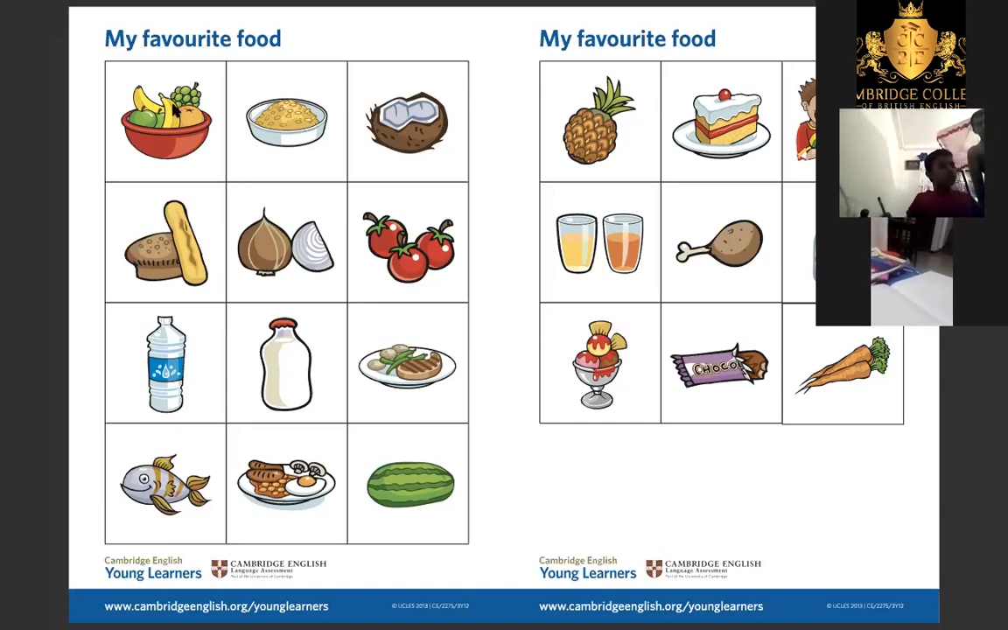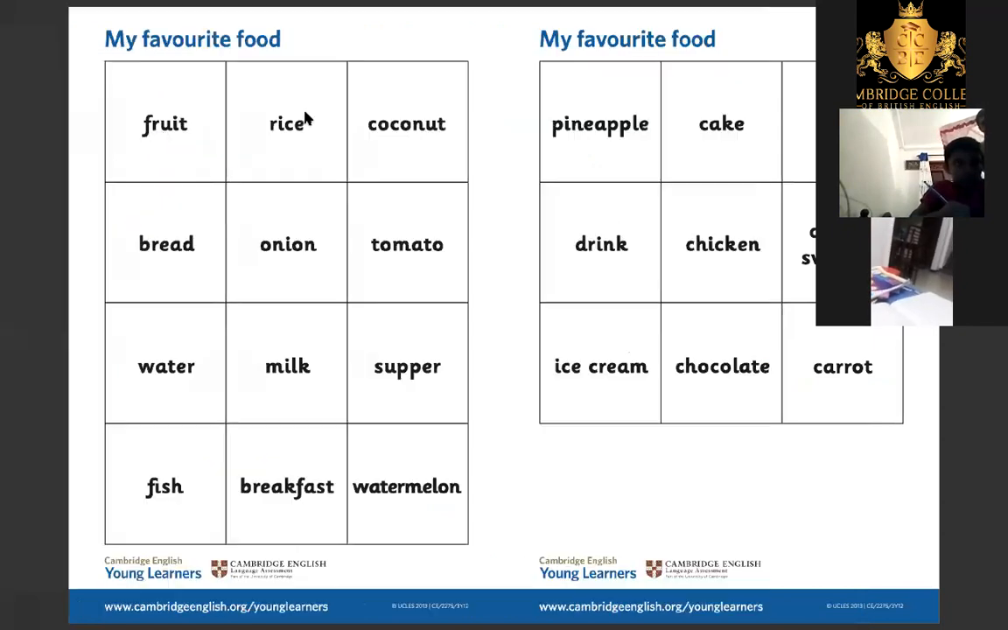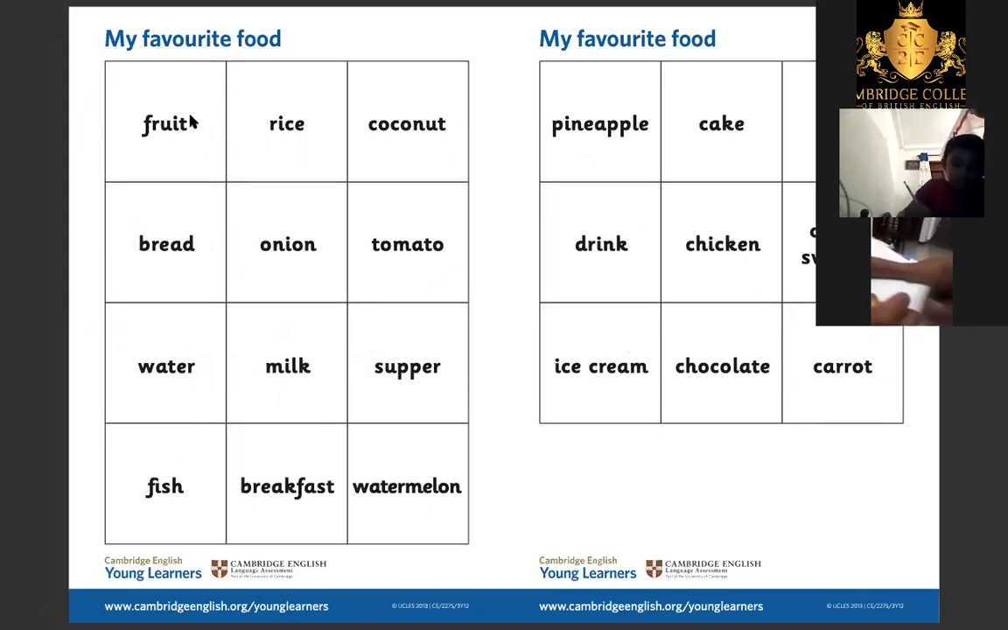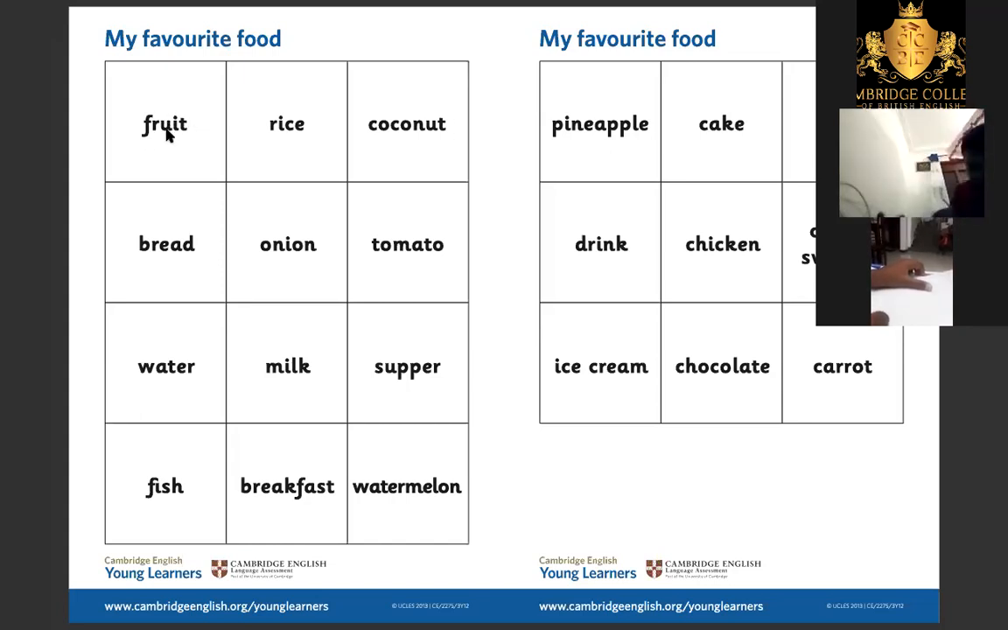What is it? Fruit. Now we are going to write the word fruit. So write the word fruit in the first box. F-R-U-I-T, fruit. Look at this and write it down.